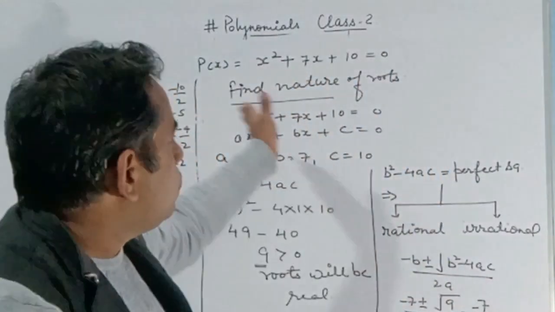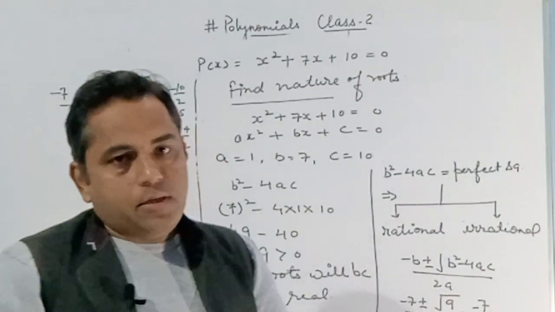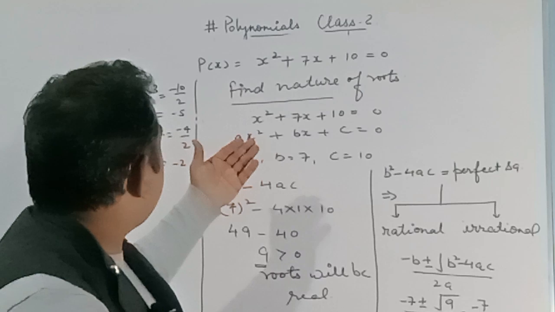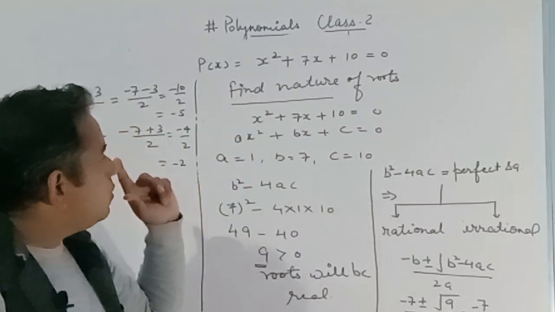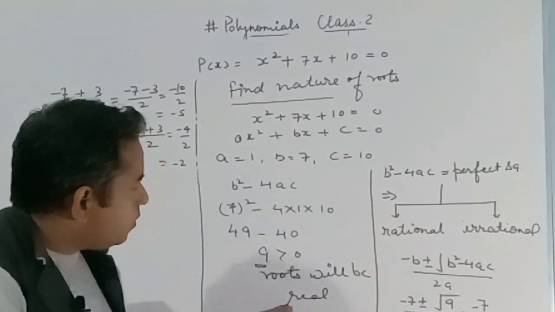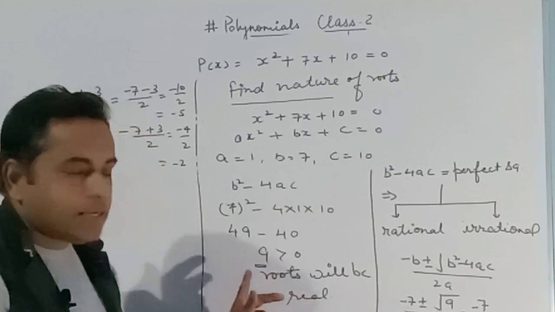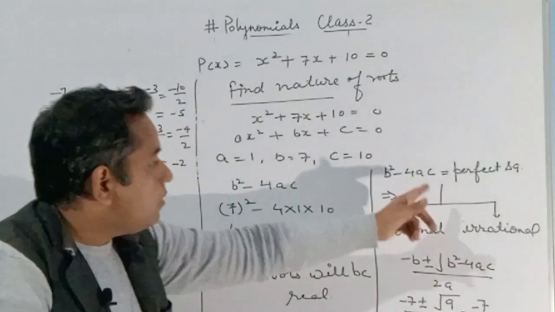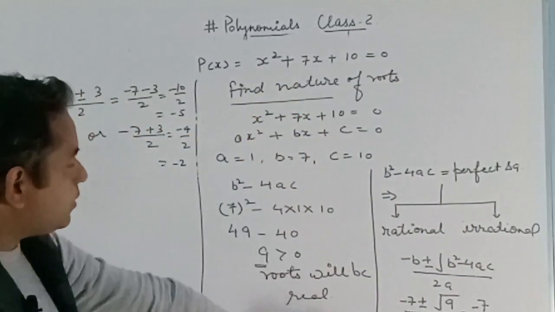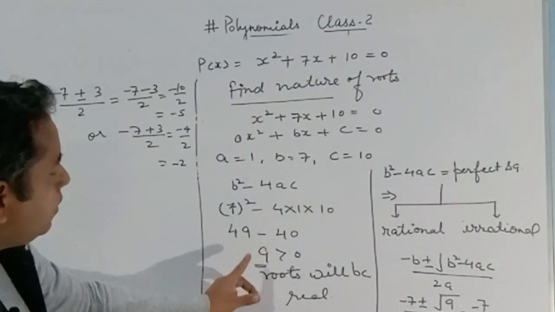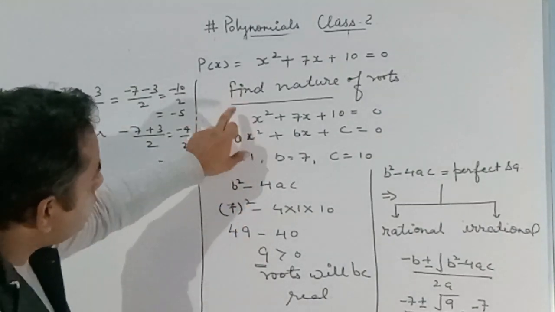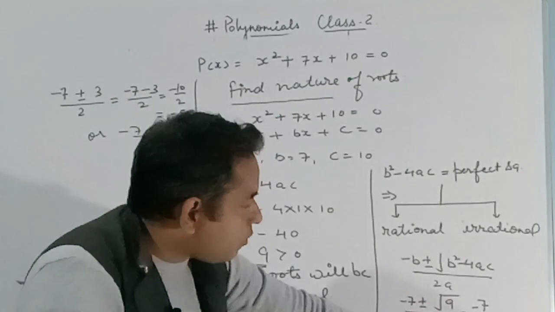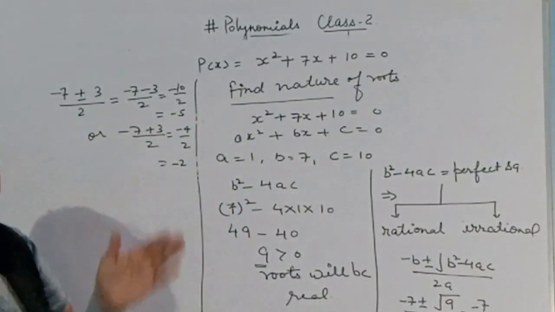Okay, this is it for today. We will come in the next video with more concepts. If we have a discriminant as a perfect square, then we will have rational or irrational roots, as I told you. In that question we got a discriminant 9, after that we solved it, and these are the two roots of the equation.